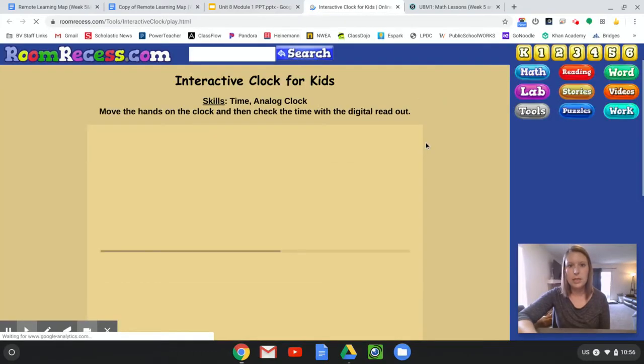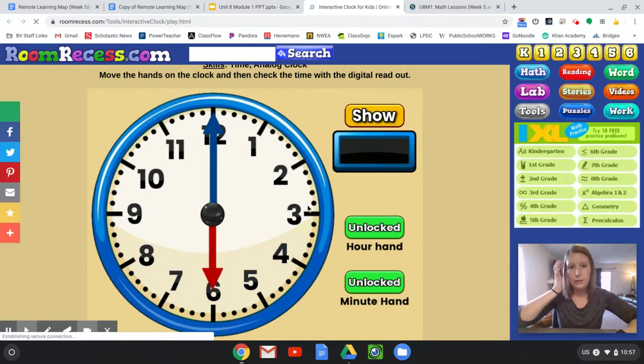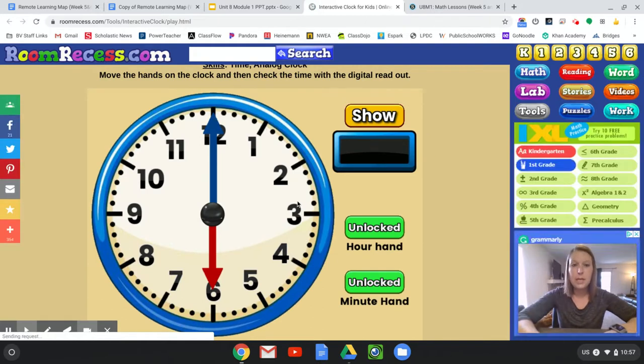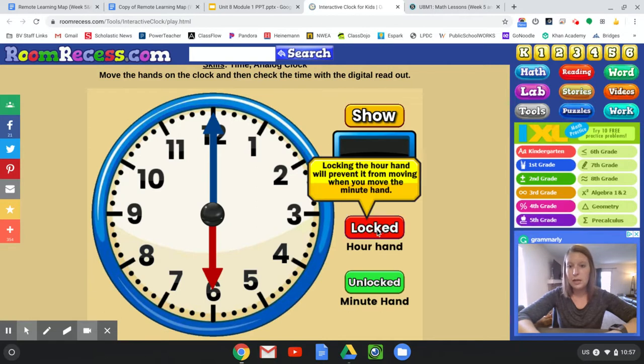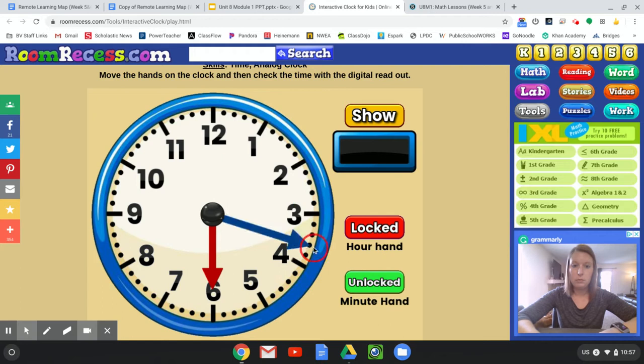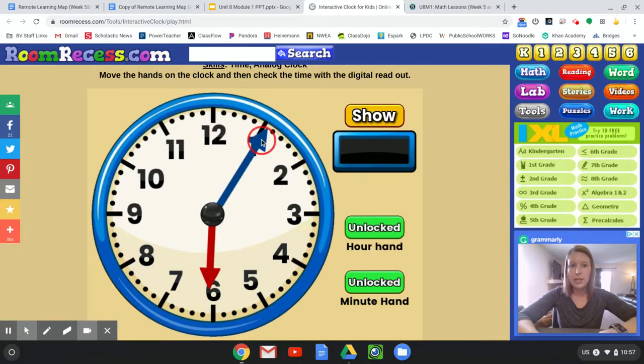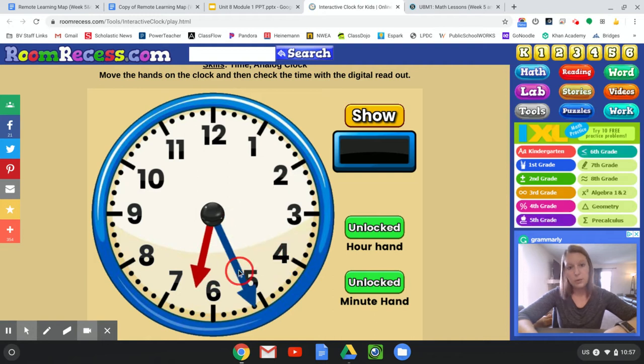This is a clock that you can move the hands. If you just want to move the minute hand, the long one, you can lock the hour hand and then move it wherever you want. Or if you don't want to do that, it works like a real clock. If you move it and they're unlocked, you'll see the hour hand is moving. The red one is moving as I go around. That's what a real clock would do.